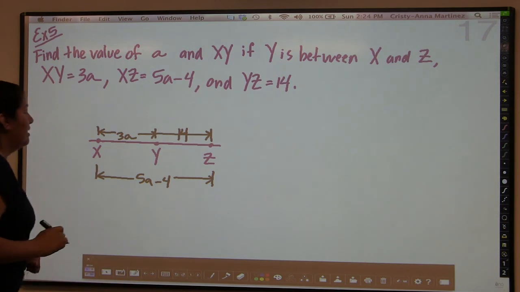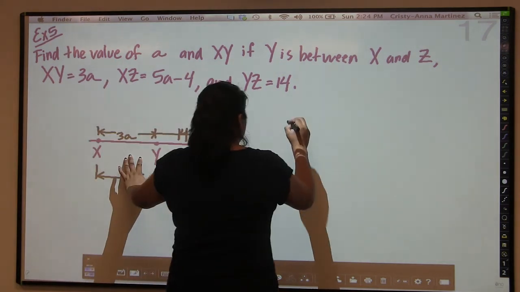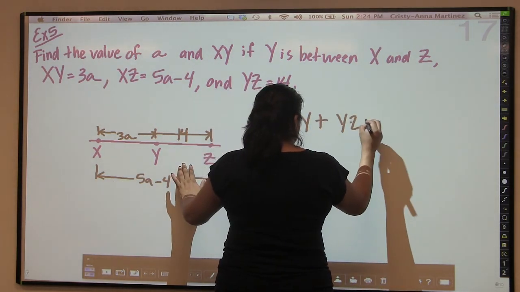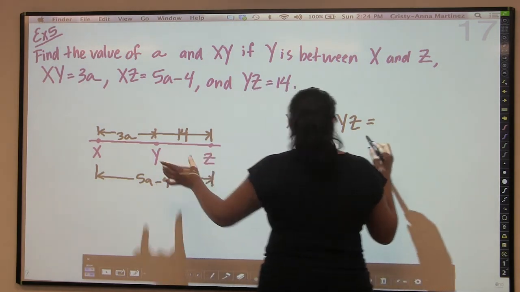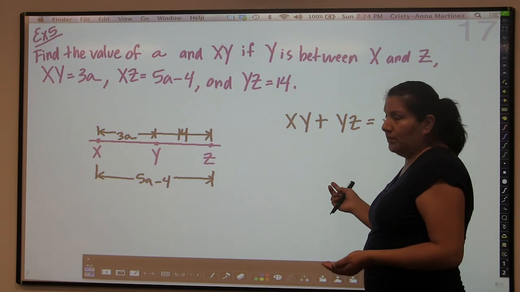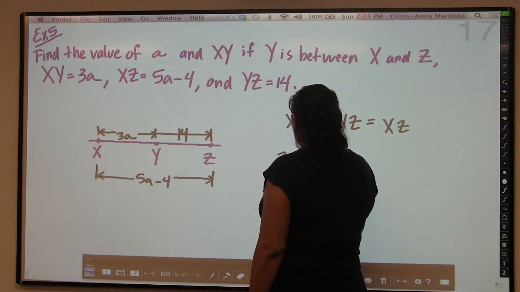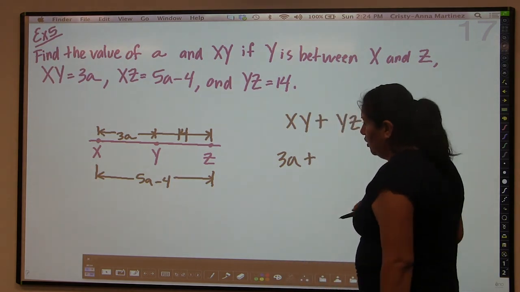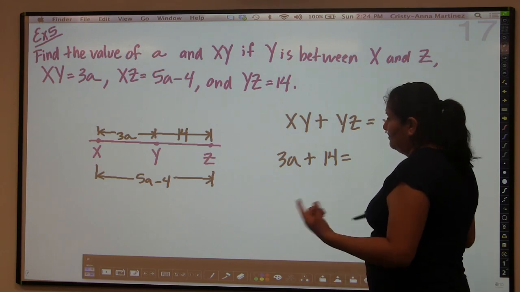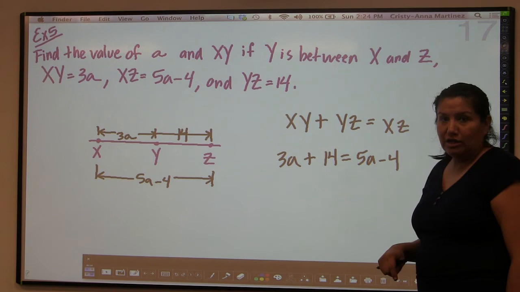Now again, we know from the betweenness earlier that xy plus yz, in other words, the two pieces, should equal the whole. If we do it like that, then we can just substitute what we know from the diagram. xy we know is 3a. yz we know is 14. xz we know is 5a minus 4. And from here, we just proceed to solve it algebraically.